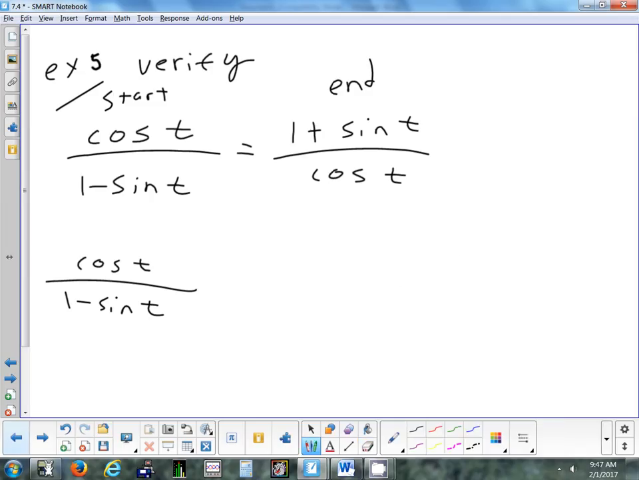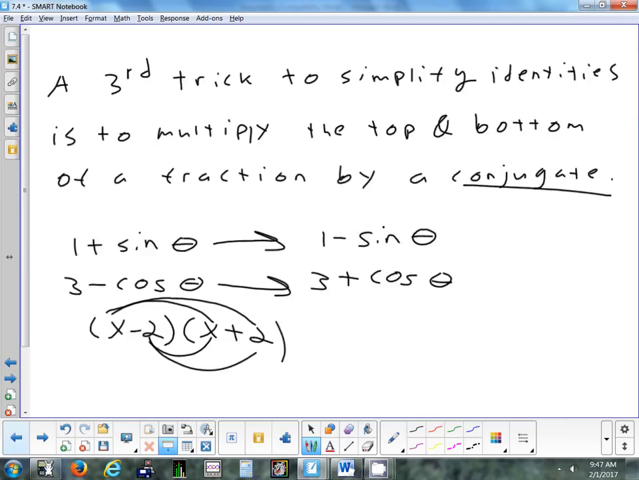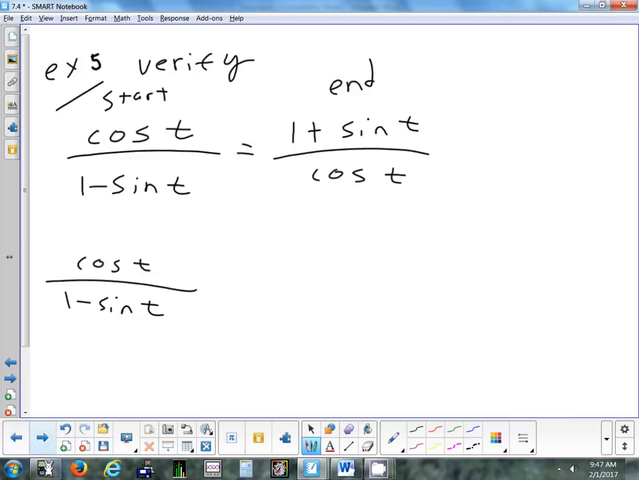So the only other trick I have is to try the conjugate, and this is a perfect problem for trying a conjugate because it's a number plus or minus a trig function. Now, I didn't say the conjugate had to be in the bottom. Had you guys told me to start with the right side, I would have been dealing with the top. But in this case, I'm going to deal with the bottom.